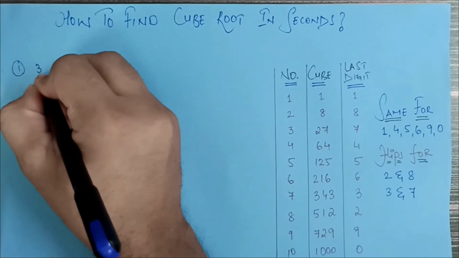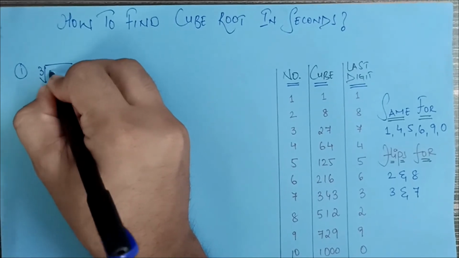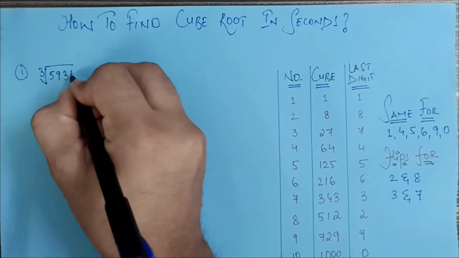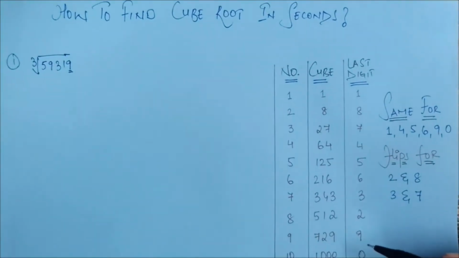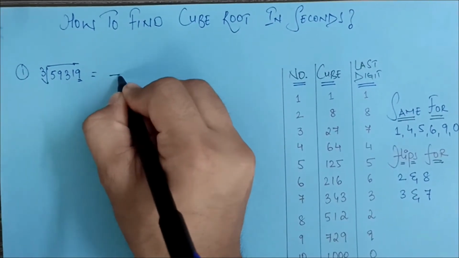Let's begin with the first. Let's try to find the cube root of 59,319. As you can see that the number ends with 9. Hence, the unit digit of its cube will be 9.